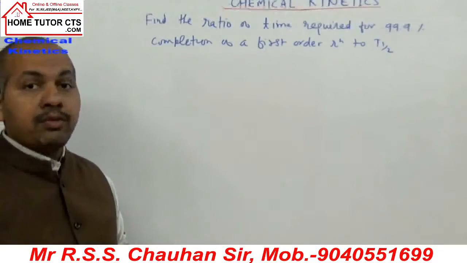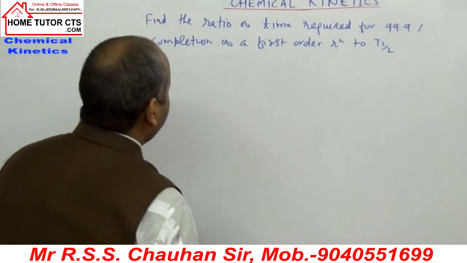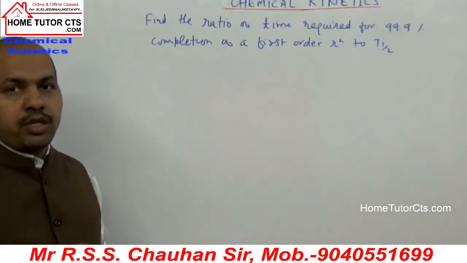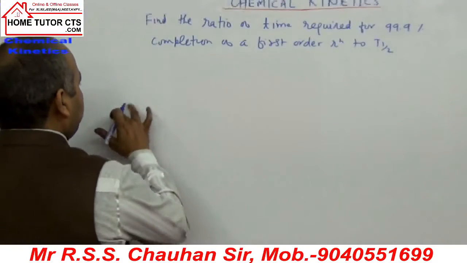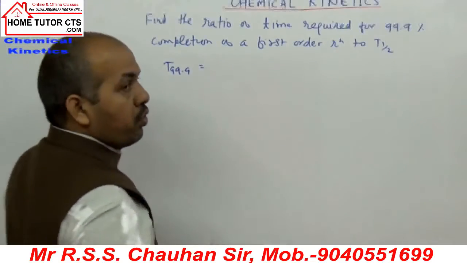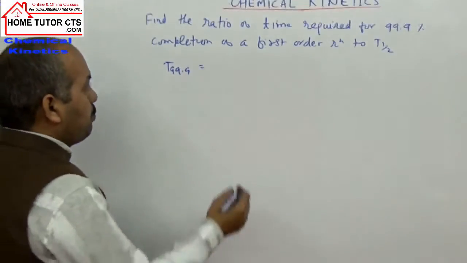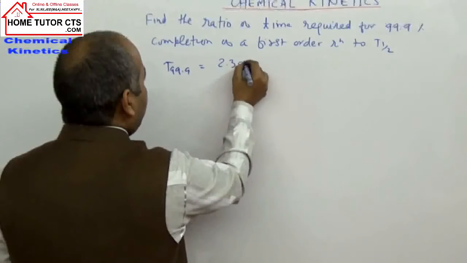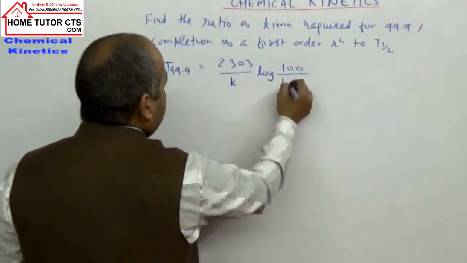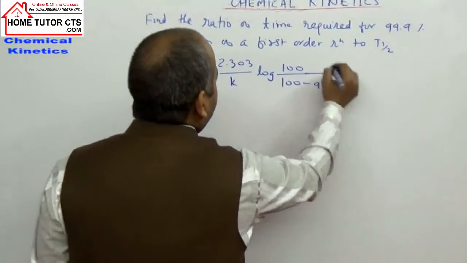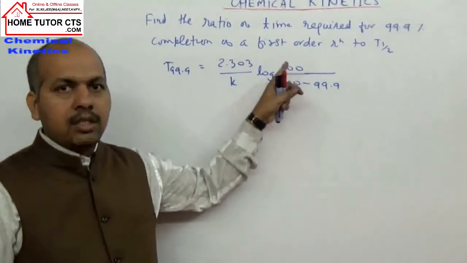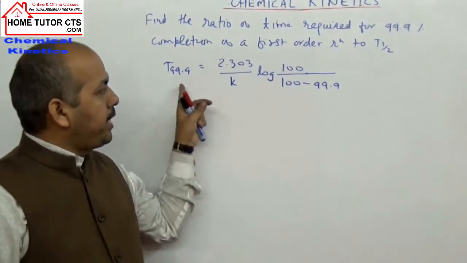How can this ratio of time required be calculated? Let's see. For calculation of time required for 99.9% of reaction completion for reactions of first order, and T half, we can use an expression. Now n is not a whole number, so we can use the basic first order reaction expression: 2.303 by K as rate constant, log 100 by 100 minus 99.9. In this case, you can assume that the reactant has initial concentration 100 moles per liter.